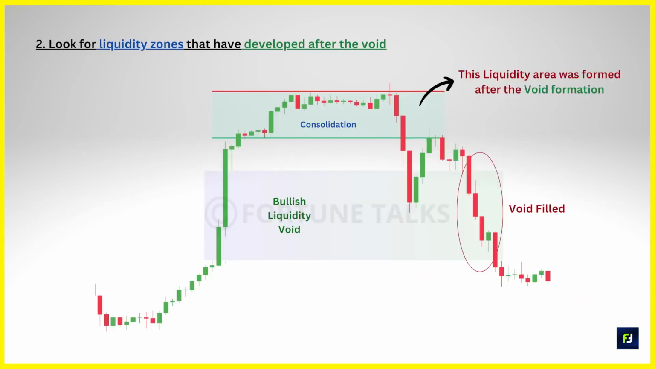Another way to spot areas of potential reversal for filling of the void is to look for liquidity zones that have developed after the void. Now, you will find the price going up and down around this zone. However, you can only use this method when the filling of the void does not happen abruptly. That is, the price consolidates for some time, creating a liquidity zone that can be tapped into.